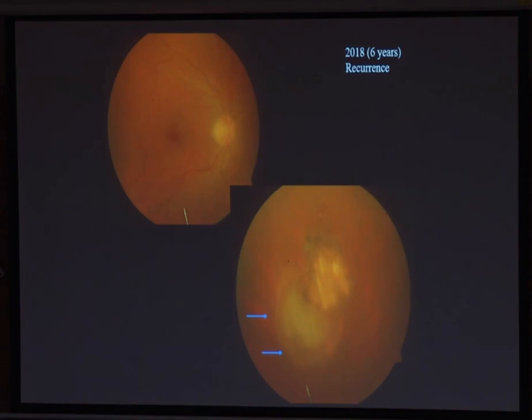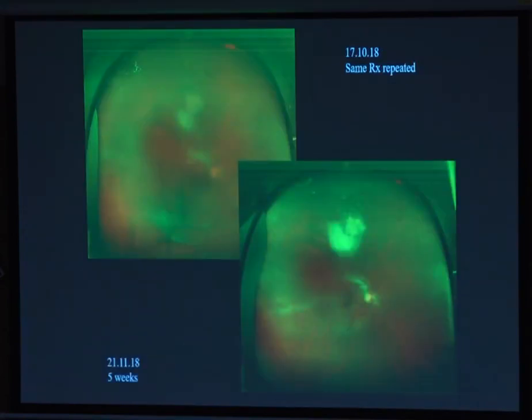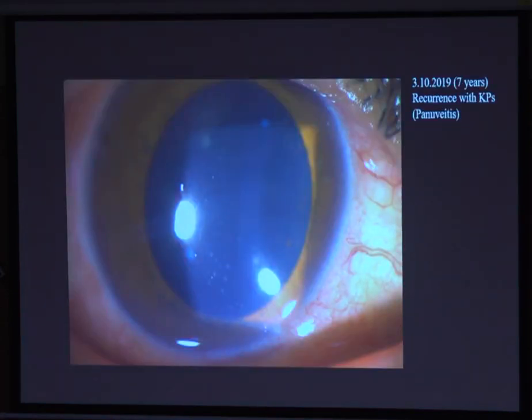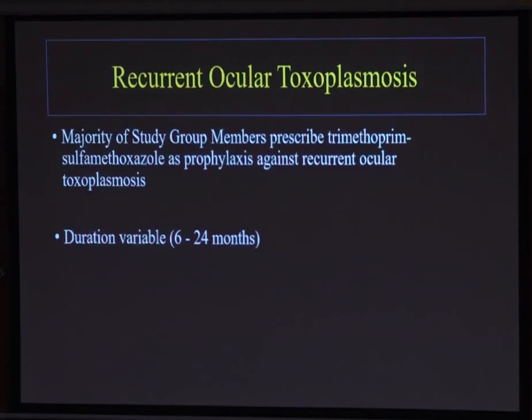So what do we do? We treated the patient with the same treatment because we don't really have any guidelines on how you treat the second episode or the third episode. So what we did was we gave the intravitreal along with the systemic therapy, and this is how the patient responded at 5 weeks. But it's not so. You may keep on having these challenges, and 7 years later the patient again comes back with a recurrence of anterior uveitis this time. So as per this study group, members prescribe trimethoprim sulfamethoxazole as a prophylaxis against recurrent ocular toxoplasmosis, and the duration has been seen to be variable. In many of them it's taken as a minimum of 6 months, but you can go up to 24 months.